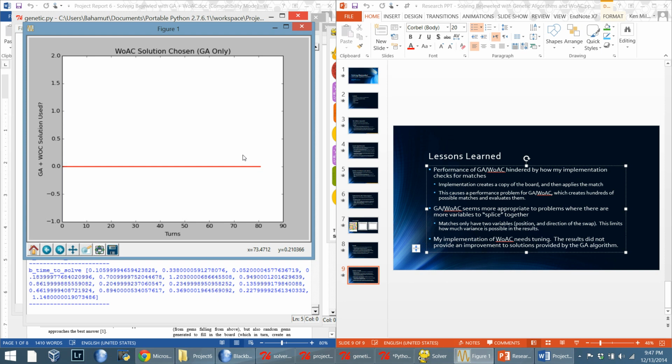And it's because really, unlike some other things like TSP where you have a lot of variables and you can swap them all around, in this case, there's really only 2, and you can't really change them without completely changing the fitness of the set. So in this case, wisdom of artificial crowds has the same limitation as the genetic algorithm in solving the Bejeweled problem.